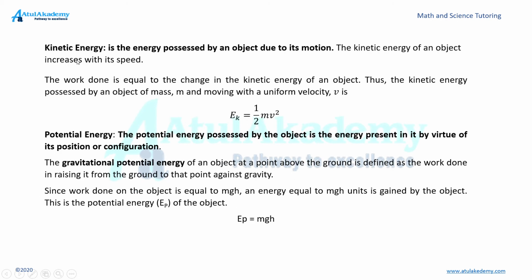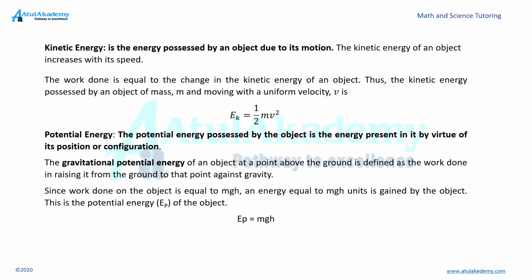Kinetic energy. Kinetic energy is energy possessed by a body due to its motion. So kinetic energy increases with the speed. So the kinetic energy formula is half mv square. Potential energy is the energy possessed by an object by virtue of its position or configuration.